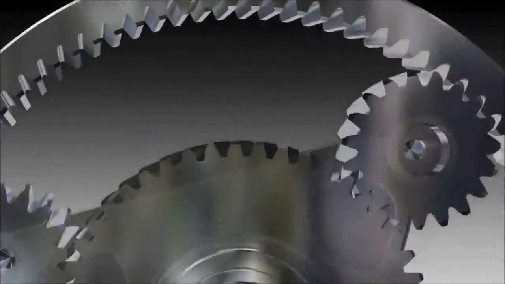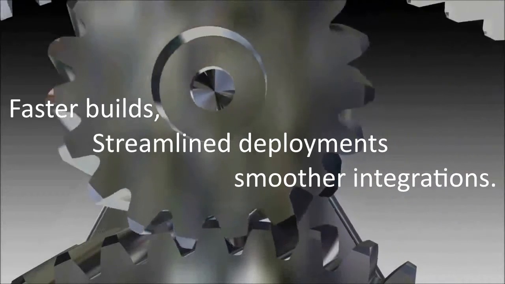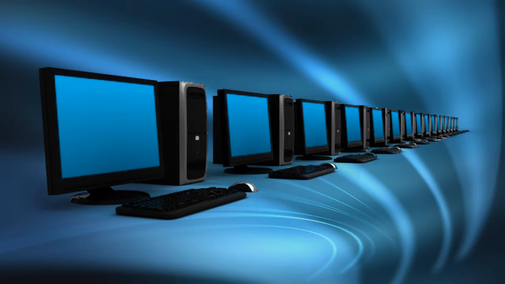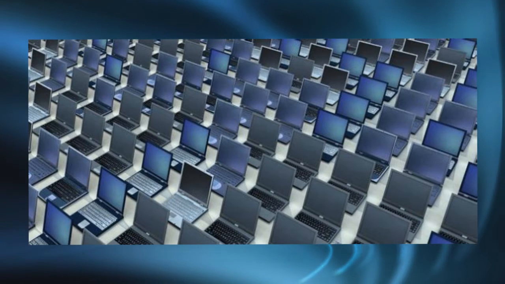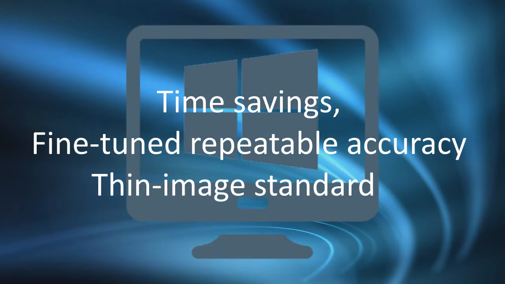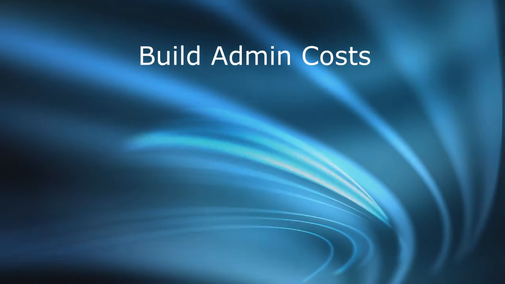with an amended version. Automations within these processes provide the momentum to allow faster builds, streamlined deployments, and smoother integrations. Rather than an hour or more, a machine can be user-ready in minutes. When dealing with a volume turnaround of dozens of machines per day, the time savings, fine-tuned repeatable accuracy, and thin image standard reduce build administration costs.